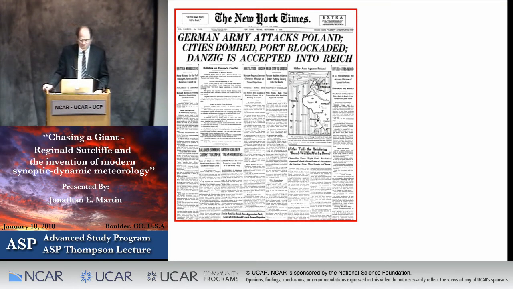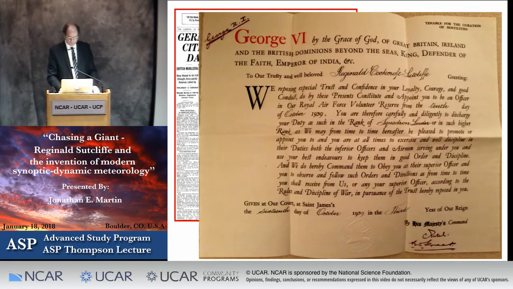But these people were heroes. They soldiered on. Ellen had this document saying that Sutcliffe was commissioned into the Royal Air Force Volunteer Reserve. Imagine this. Here it is. You can read the whole thing, but I won't. October 10th, 1939 is when his service began. And up in the upper right-hand corner, tenable for the duration of hostilities.